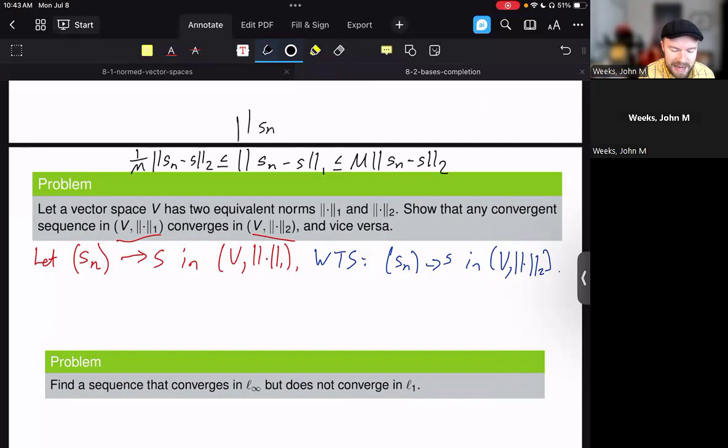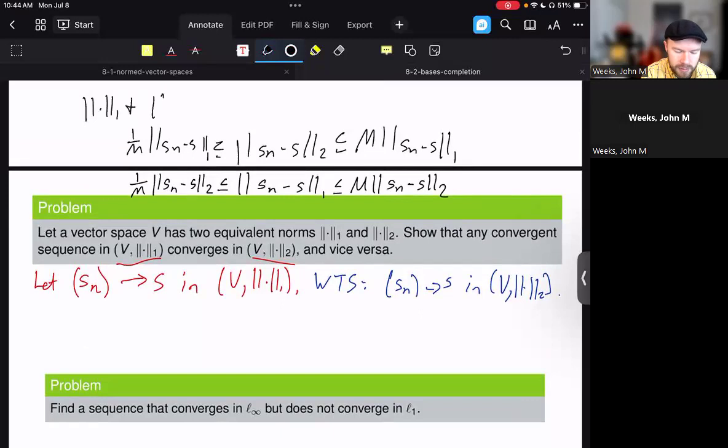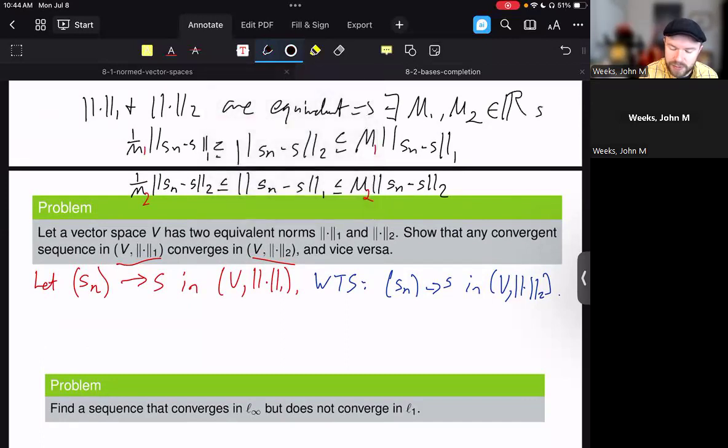We can even say that the norm of S sub n minus S sub 2 is less than or equal to m times the norm of S sub n minus S sub 1, or greater than or equal to 1 over m times the norm of S sub n minus S sub 1. Because norm 1 and norm 2 are equivalent, this implies that there exist values of m, and technically these values of m could be different based on which definition I'm using, but there exist m1 and m2 in the real numbers such that I have this boundedness between these two.